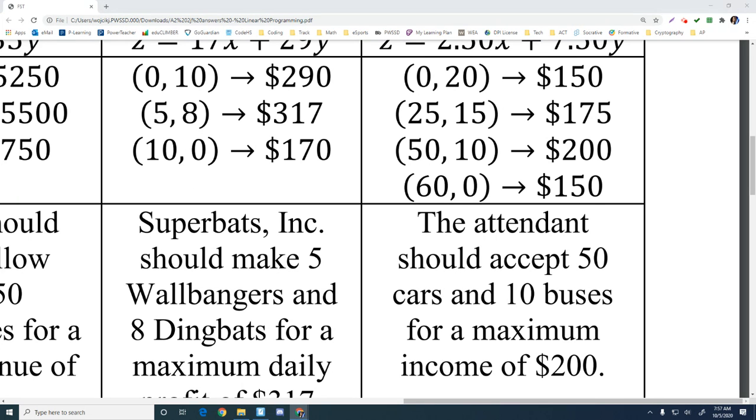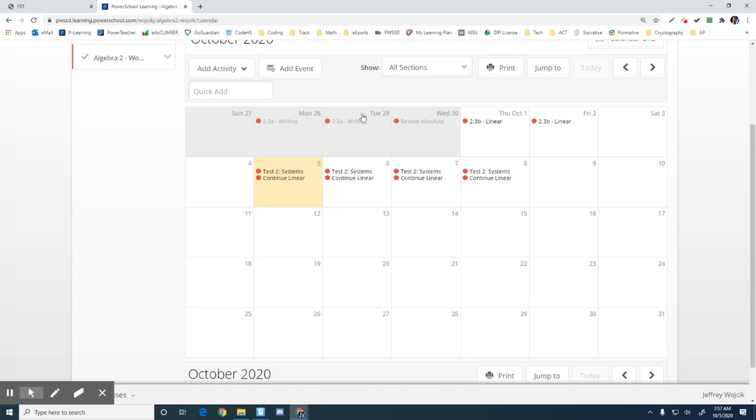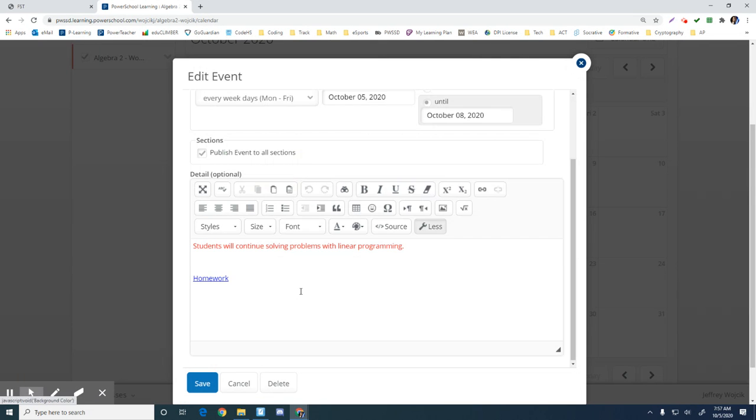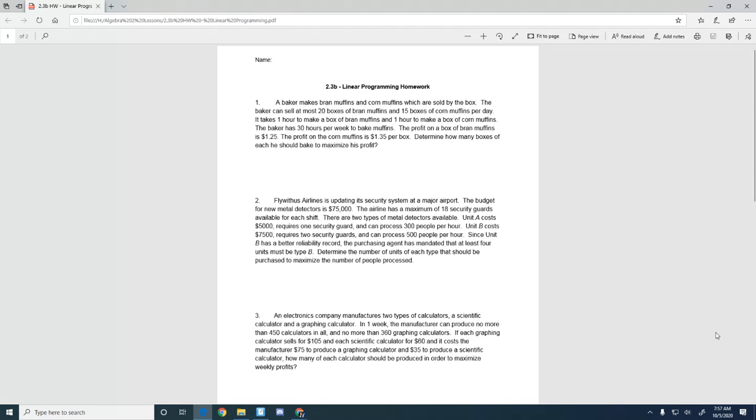Your next assignment then, for those of you at home, what I want you to work on before you come to class on Wednesday is, if you go to our calendar, click on Continue Linear Programming, and there's a worksheet linked out here for you. And this worksheet is going to look familiar to you. For those of you here, I've got a copy for you that you can have after the test.